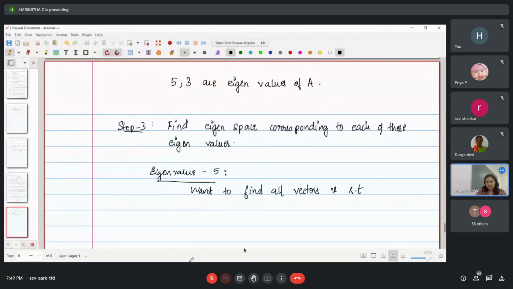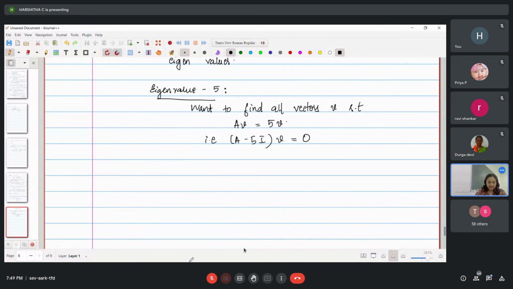You want to find all the vectors v such that A times v is equal to 5v, right? Or in other words, (A minus 5 times identity) v equal to 0. The reason the second one is easier to find is we have seen how to solve linear equations. So it's easier to find vectors which satisfy the second equation. So maybe I'll just do one eigenvalue. You can try the other.